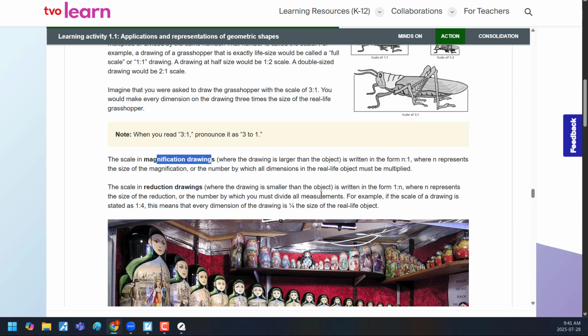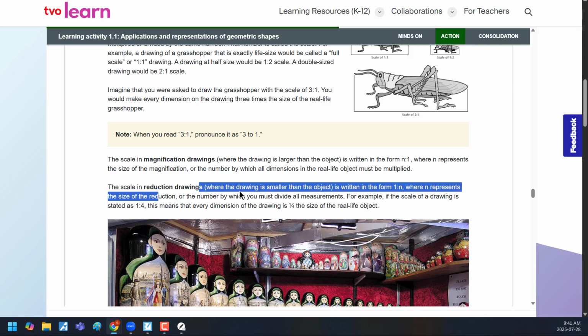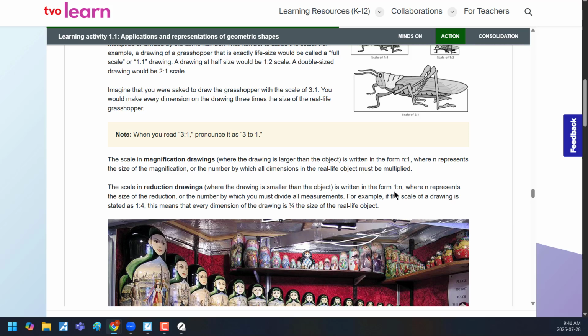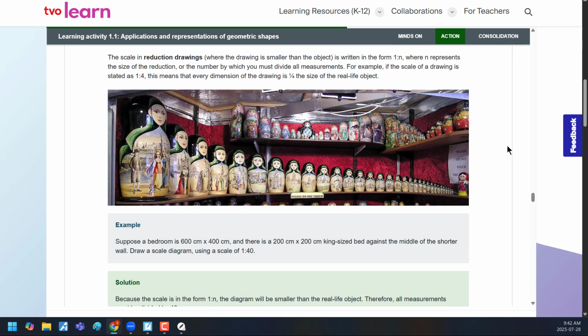That's the magnification drawing. A reduction drawing is where the drawing is smaller than the object, and it's written in the form 1:n. And n represents the size of the reduction, or the number by which you must divide all measurements. For example, if the scale of a drawing is stated as 1 to 4, this means that every dimension of the drawing is a quarter size, or 1/4 the size of the real life object.